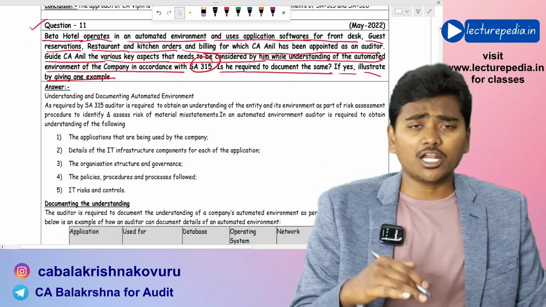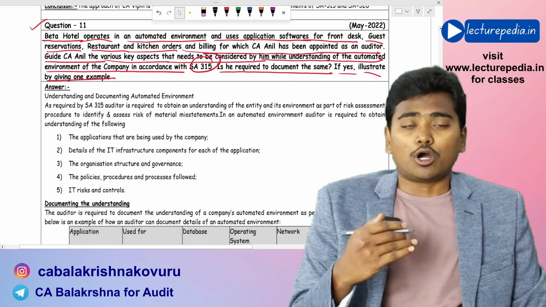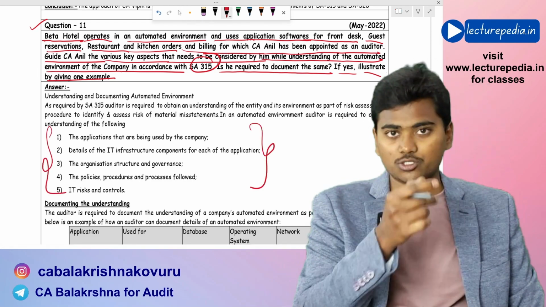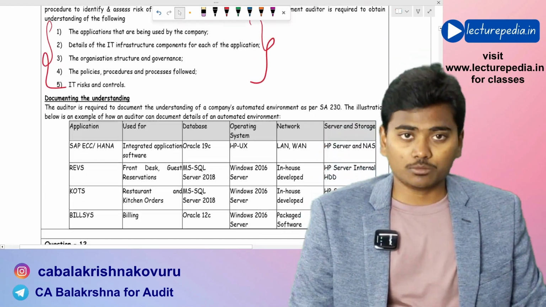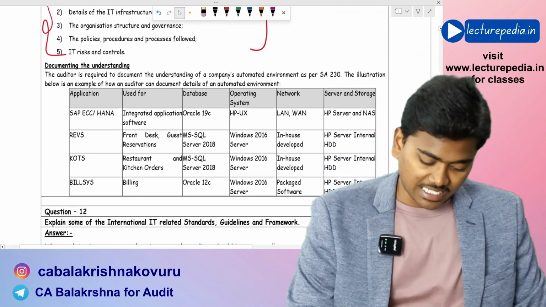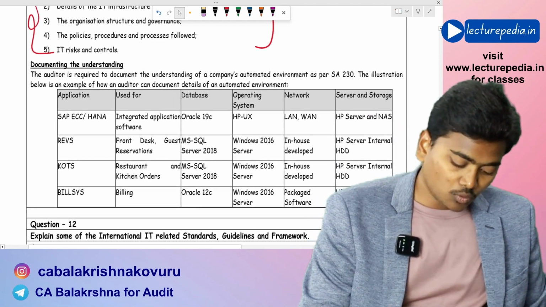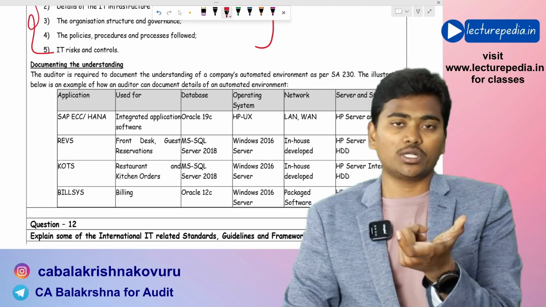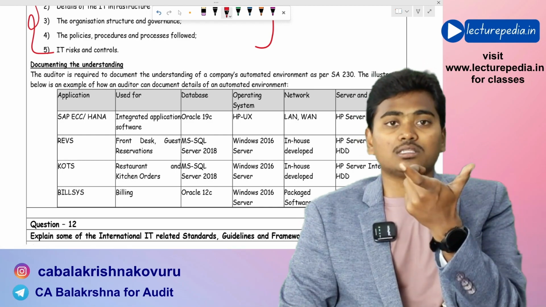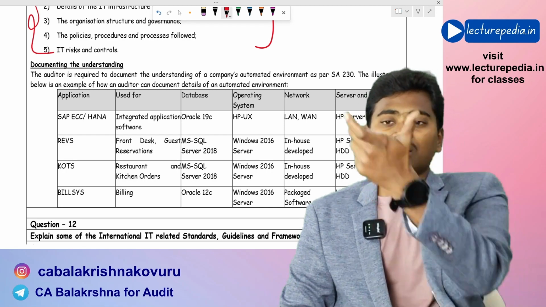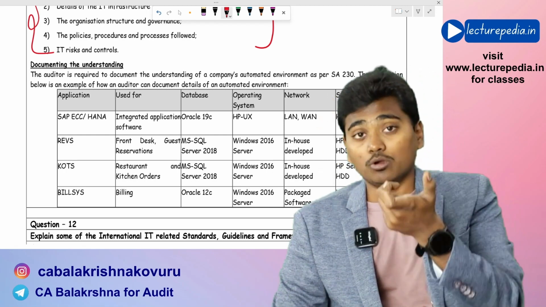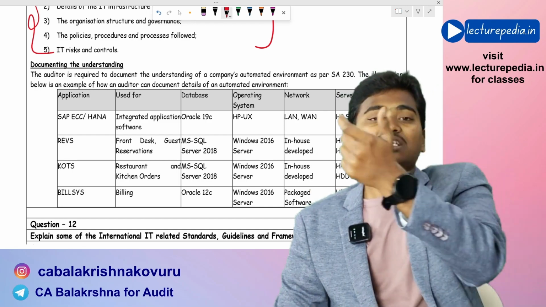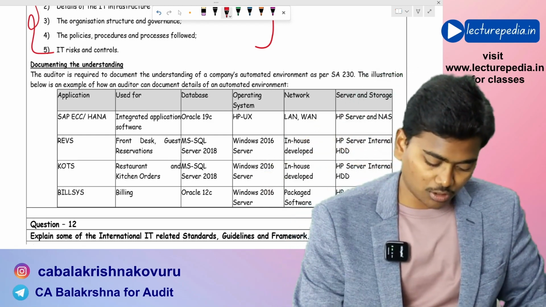Now, in an automated environment, what has to be understood? Those 5 points which we have just discussed, the same points you need to write. Next, documentation. How does the documentation have to be done? He needs to document the various applications being used by this hotel. In the question they have said that this hotel is using various applications for various processes. The auditor needs to document which applications are being used for each process. Let us see how this documentation can be done.